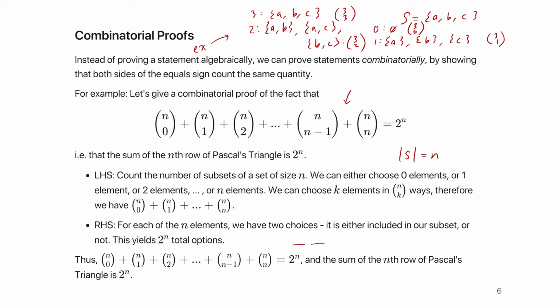Okay? So for each element in the set, for example, we have S1, S2, ..., Sn: include or don't include. Include or don't include.